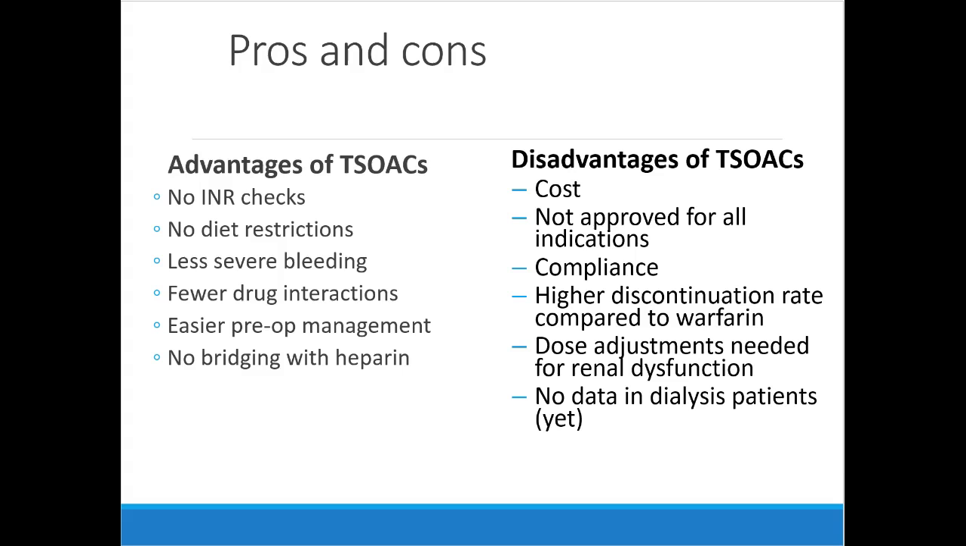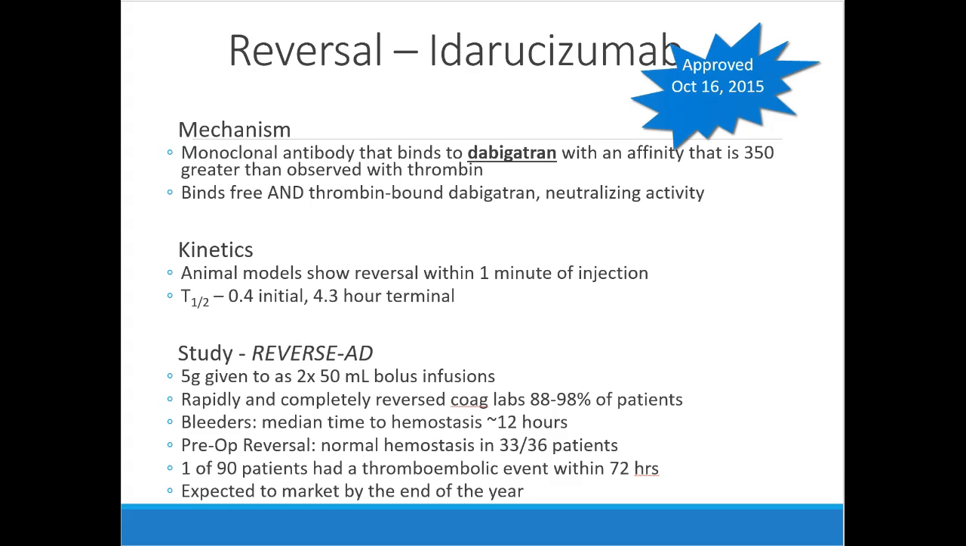Discontinuation rates in the trial seem to be higher than with warfarin, and I'm not sure about this. I think Pradaxa, dabigatran specifically, had some significant dyspepsia-like reactions that people were experiencing, so that might be part of that. Dose adjustments are needed for renal dysfunction. You don't have to do that for warfarin. So for patients who are on dialysis or have severe renal dysfunction, warfarin's still going to be the major drug we're going to use. And I'm not going to ask you any test questions about the specifics of these drugs, other than just knowing that there are reversal agents available.